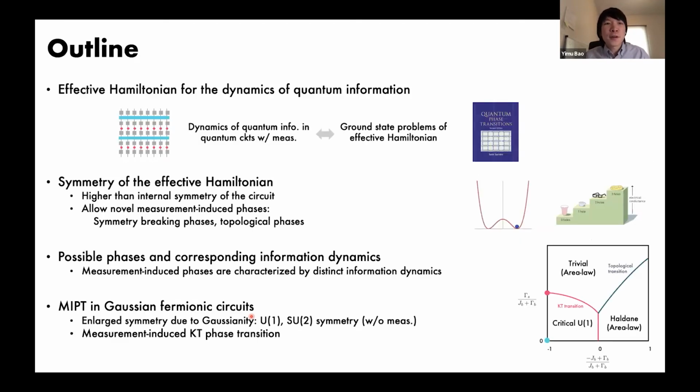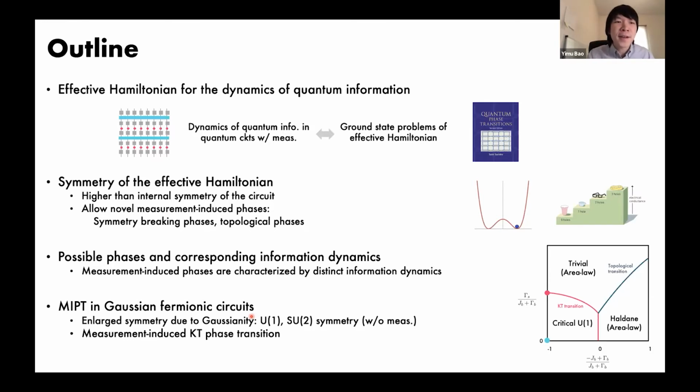So here comes the outline of today's talk. First of all, I'm going to talk about the effective Hamiltonian for the dynamics of quantum information. In this first part, I'm going to build a connection between the dynamics of quantum information in quantum circuit with measurement to the ground state problem of the effective Hamiltonian. And the discussion will remain in 1D. This is very important because this allows you to use some knowledge from the textbook to solve some unknown problem in quantum dynamics.